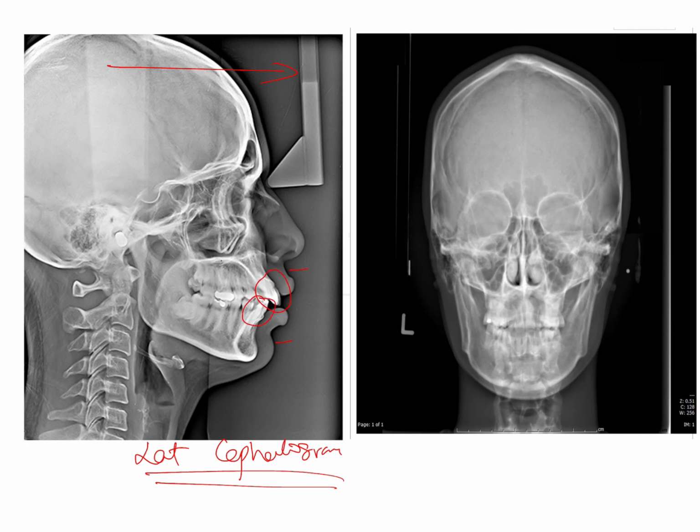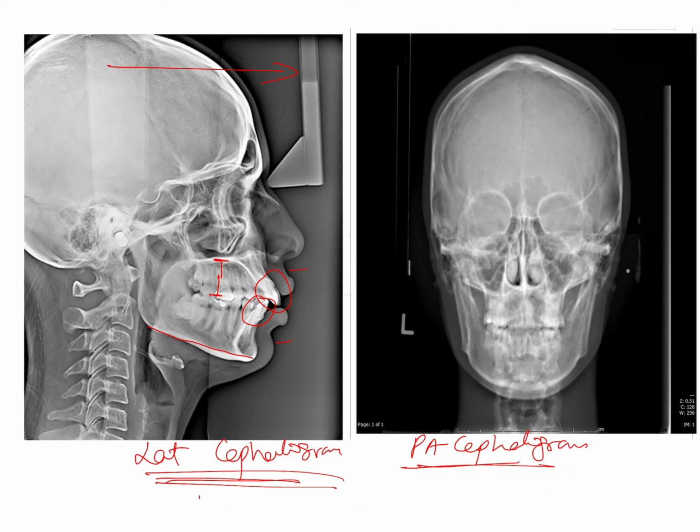Okay, as well as the vertical dimension. So we can measure the height of the maxilla or the maxillary dentition. We can check the mandibular plane angle. Okay, so all of these can be identified on a lateral cephalogram. Whereas a PA cephalogram gives us a totally different view than the lateral. So this is from the frontal aspect.